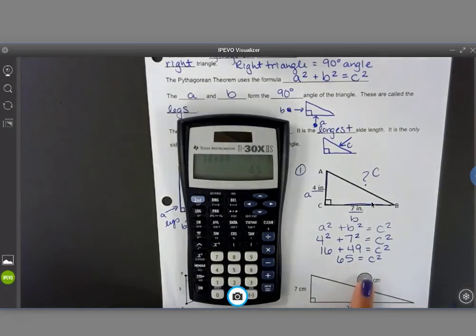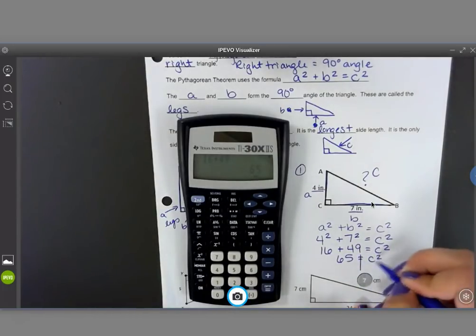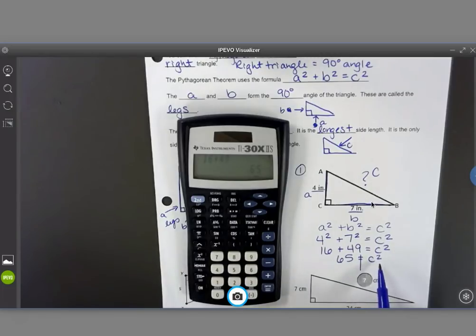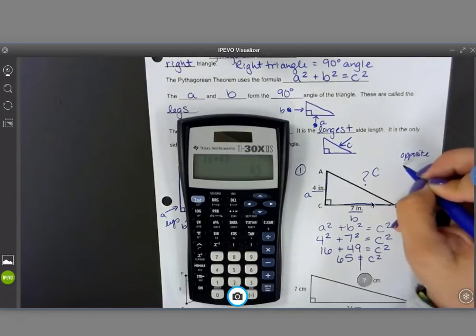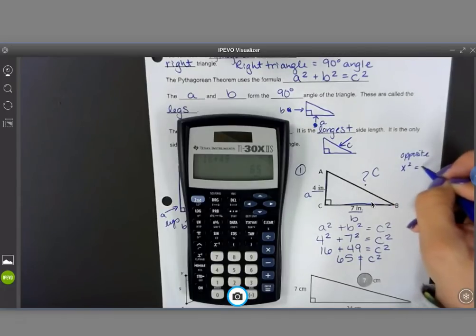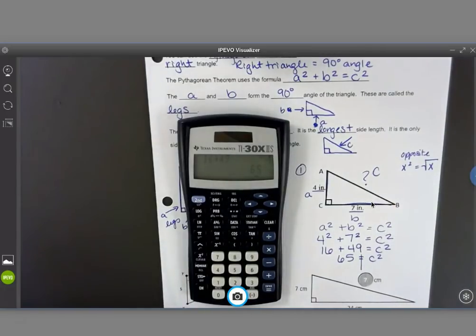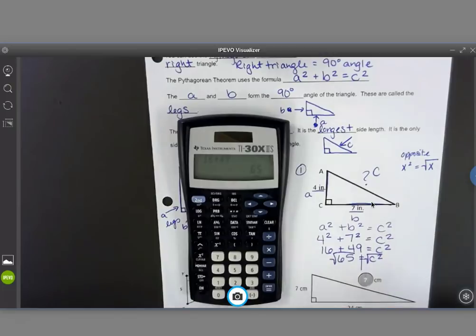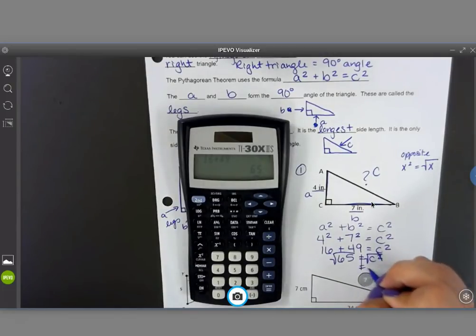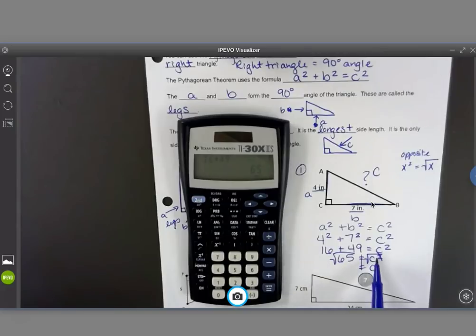So notice, guys, that this c is still being squared. So I have to do the opposite operation to get that squared, that little exponent, off of the c. The opposite of squaring something is the square root. So what we're going to do is we're going to square root both sides of the equation. What that does is it gets the c by itself. It makes that little 2 go away. But what I have to do over here is I have to square root the number 65.